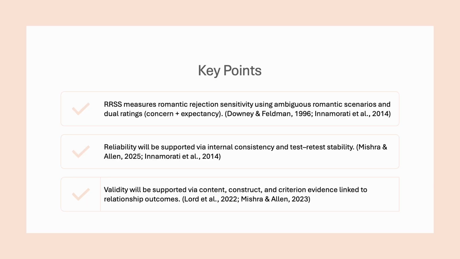To summarize, the RRSS measures romantic rejection sensitivity using ambiguous romantic scenarios and dual ratings for concern and expectancy. The scoring approach captures the combination of emotional concern and rejection expectancy, which is central to rejection sensitivity theory. Reliability will be supported through internal consistency and test-retest stability, and validity will be supported through content, construct, and criterion evidence linked to romantic relationship outcomes.